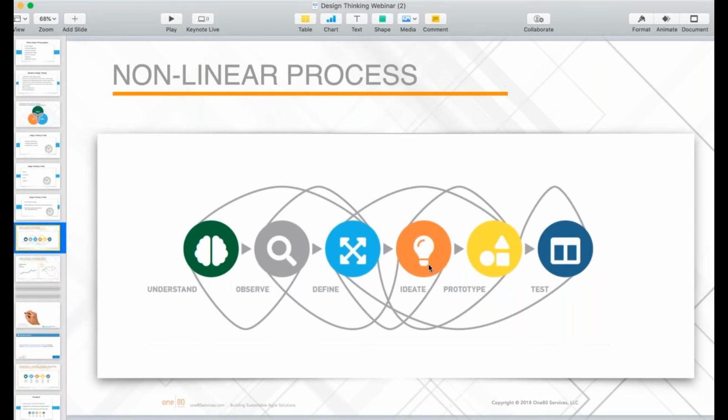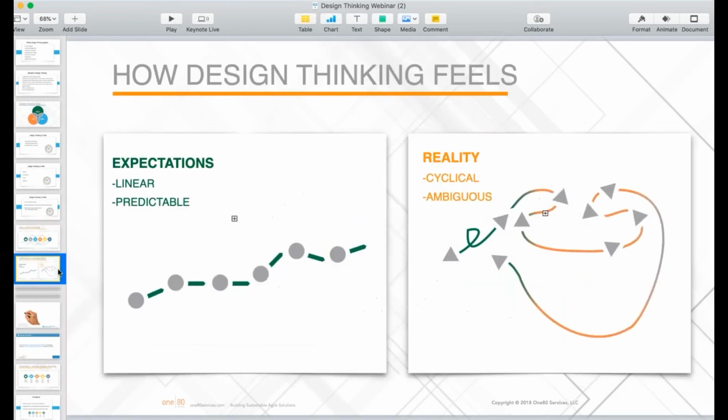You might decide during your creating ideas to solve customer problems that you don't know what the real problem is, and you might go back and observe your customers some more. Or when you are prototyping, you might decide that you need to redefine your problem, so you jump back to the definition phase. So it is not a linear process. It is a process that jumps all around.